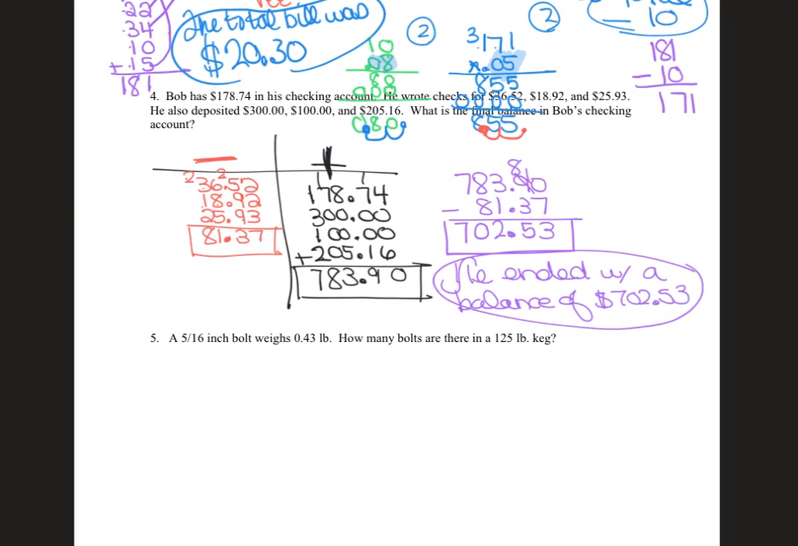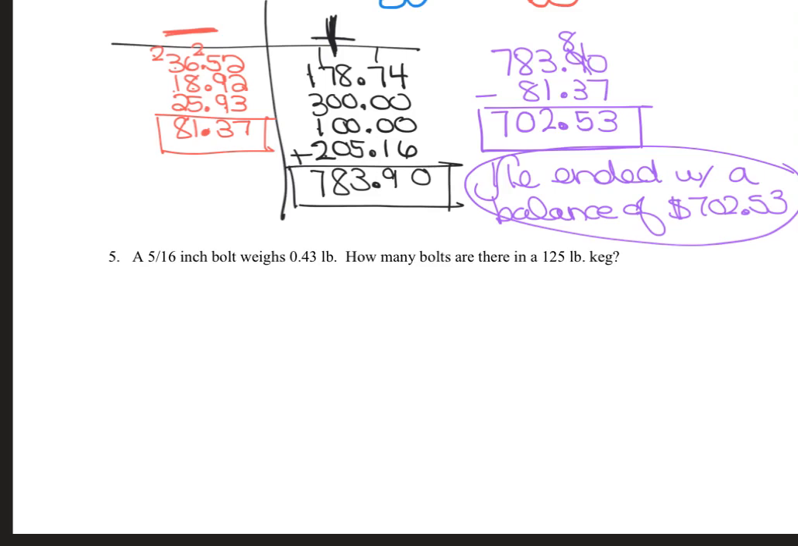Okay. And the last one, a 5/16 inch bolt weighs 0.43 pounds. How many bolts are there in a 125 pound keg? So basically, the size of the bolt really doesn't matter here. Each one is 0.43 and I want to add up to 125, but that's going to take me forever to add, so there's got to be an easier way. 0.43 times what equals 125? That would be a guess and check.